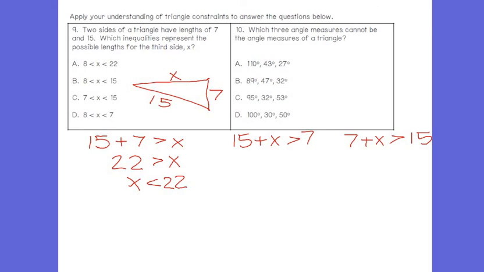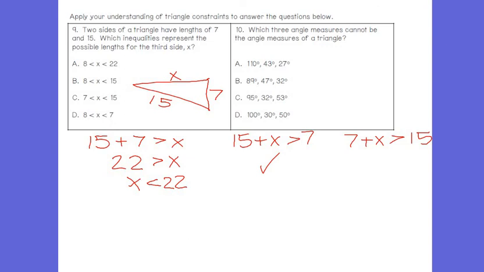Then I look at my next inequality. And I'm looking at it and I'm like, I really don't even care what x is because I already know this has got to be true because isn't 15 greater than 7? Yes. So I know this one has to be true, so I really don't care about that inequality.